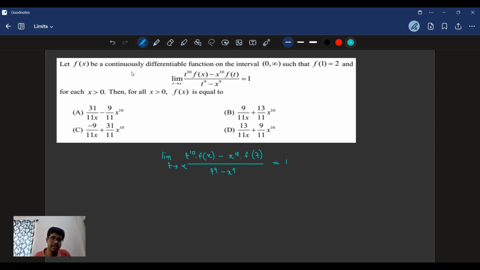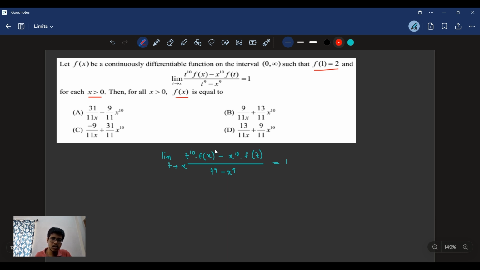So, let f(x) be a continuously differentiable function on the interval 0 to infinity such that f(1) is equal to 2, and we are given this particular limit for each x greater than 0, and then for all x greater than 0 we basically need to find this function f(x).